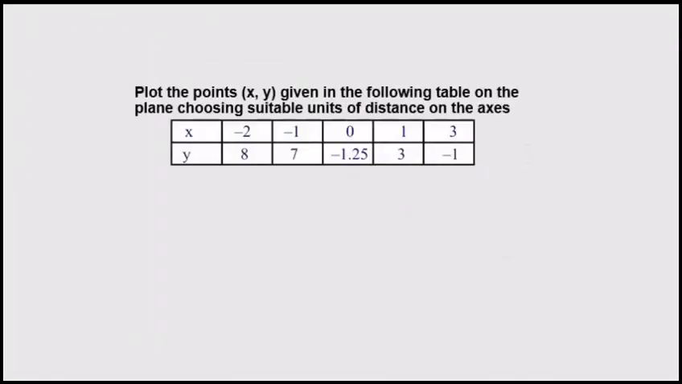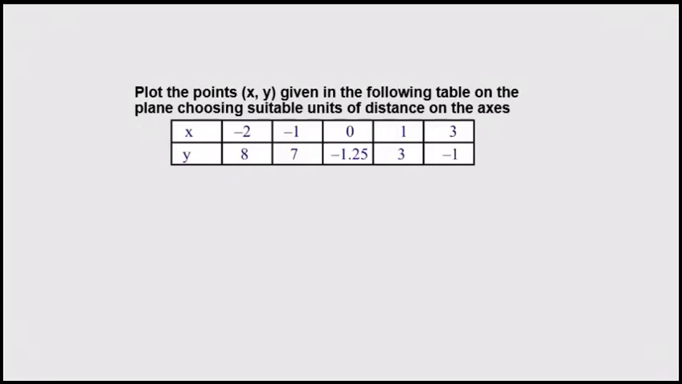Further, you see a question: plot the points (x, y) given in the following table on the plane, choosing suitable units of distance on the axis. There is a table with x and y values given. X values are -2, -1, 0, 1 and 3. Y values are 8, 7, -1.25, 3 and -1.